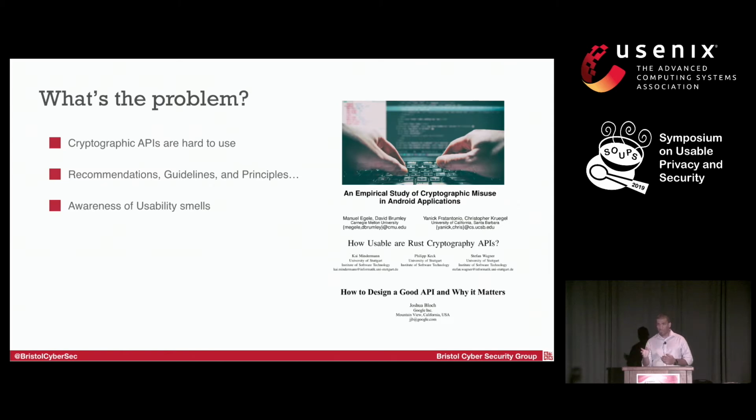Okay, so let's talk about what the problem is. Cryptographic APIs are hard to use. Many studies have highlighted recommendations, guidelines, and principles to suggest how to improve the usability of crypto APIs. But we need to ask whether these usability recommendations are being implemented. So how can we tell when such usability recommendations are not being implemented?